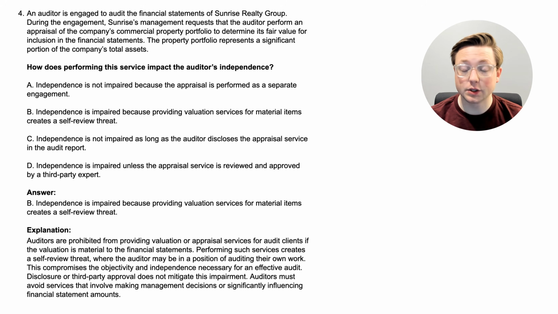Disclosure or third-party approval does not mitigate this impairment. Auditors must avoid services that involve making management decisions, we talked about that in question 1, or significantly influencing financial statement amounts. So again, an auditor should not be making decisions for a company. They should not be evaluating the company's own assets, because then again, if the auditor has to then review that evaluation, they're not going to be independent. They're not going to be objective because they're the one who created that evaluation of the asset. So things like that you cannot do and still maintain independence because you're creating self-review threats. Okay, so that was another rule. Now let's go to the next question.